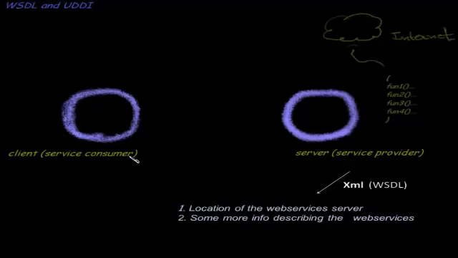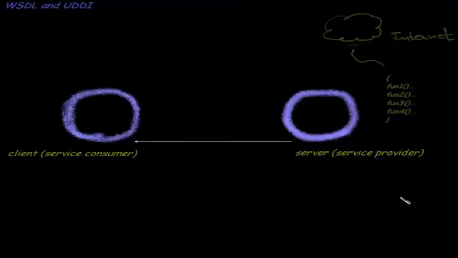Now there comes a question: how is the client able to locate the WSDL file on the internet for a particular service provider? Now there are two answers to this. One is, if the service provider knows the client, then the service provider directly gives this file to the client, and then the client can access the web service using this file.